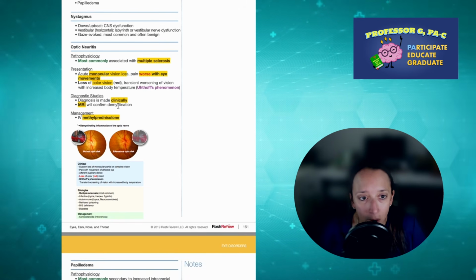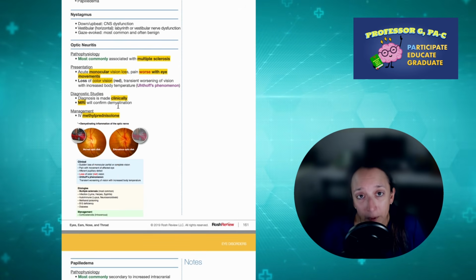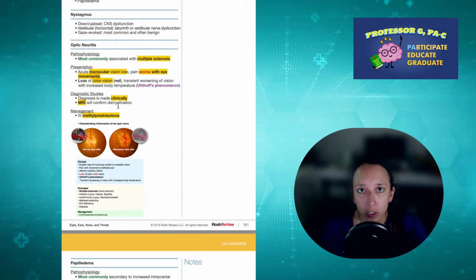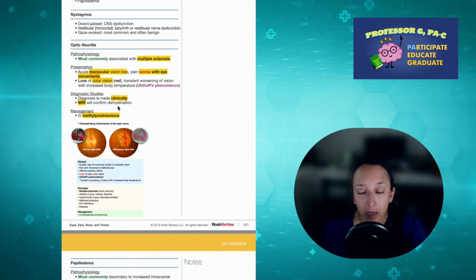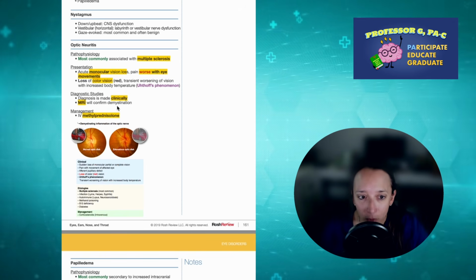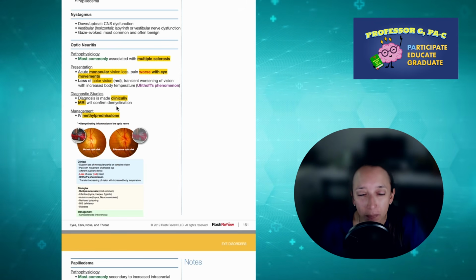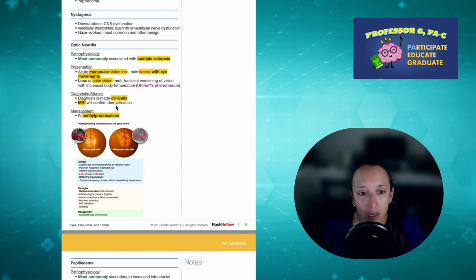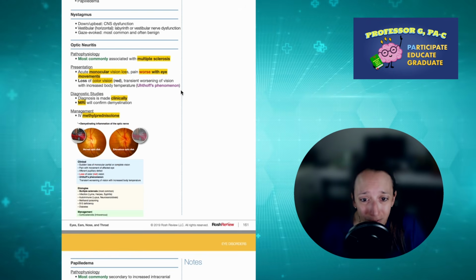Optic neuritis. So optic neuritis is most commonly associated with multiple sclerosis. Remember, we see it in young females most often, and it's usually the first indicator of multiple sclerosis. So we'll have an acute presentation of monocular, so one eye, painful vision loss, and they usually have loss of color vision and most notably loss of red color vision.